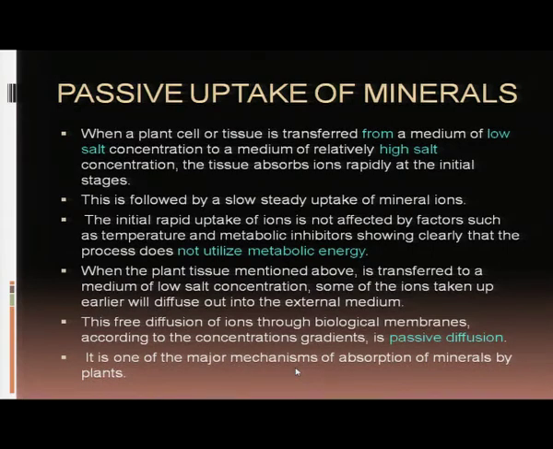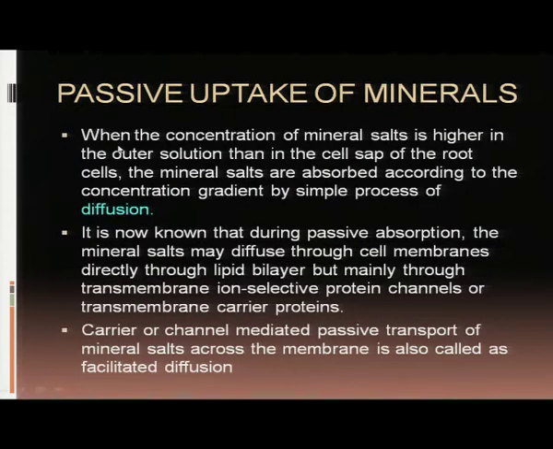Now, what happens when the concentration of mineral salts is higher in the outer solution than in the cell sap of the root cells? The mineral salts are absorbed according to the concentration gradient by the simple process of diffusion. So, the only condition required for passive transport to happen is that the concentration of mineral ions should be high outside the plant. Then only will those mineral ions diffuse into the plant.